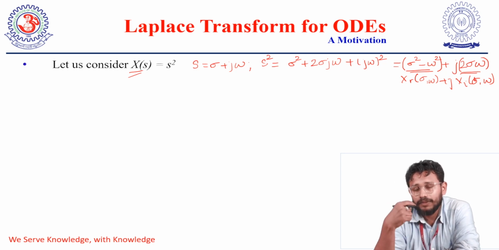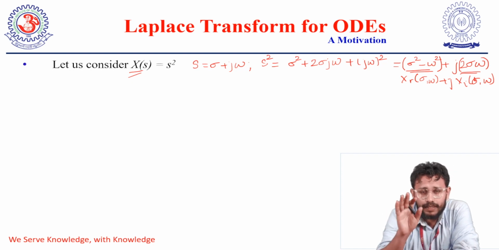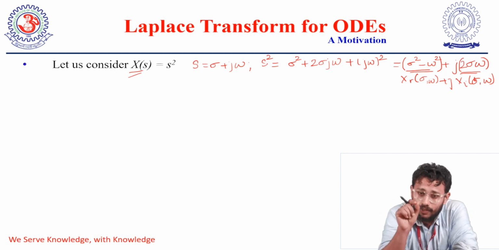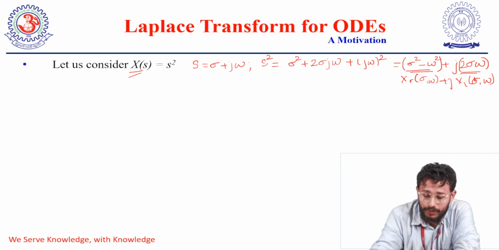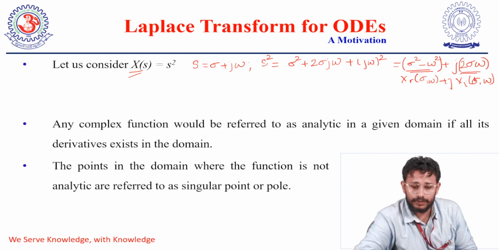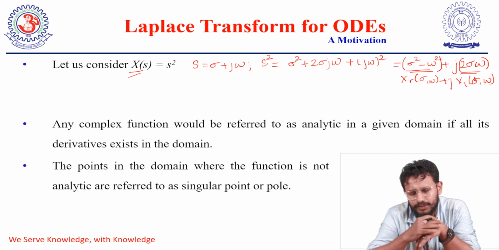Say, for instance, if I take a function in the S plane, the function will be said to be analytic if its derivatives exist in the domain. And for the particular point in the domain, that is the S domain, the sigma and j omega domain, for which the function is non-existent, we would call that the singular point for the function. And for this particular case that we observed here, x of s equals s squared, where exactly would be the point wherein this function would cease to exist?